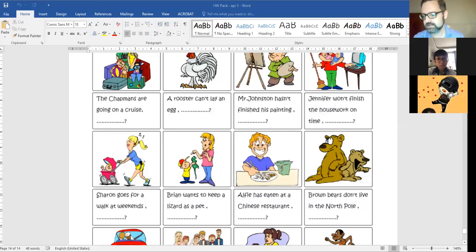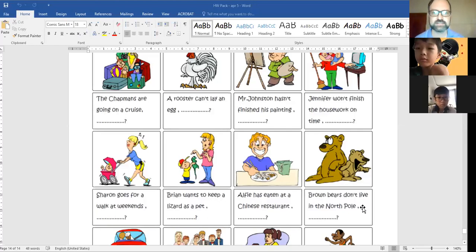We are waiting for your friends. We are going to check out the worksheet that we were working on yesterday. This is from section one, and this is the last page.